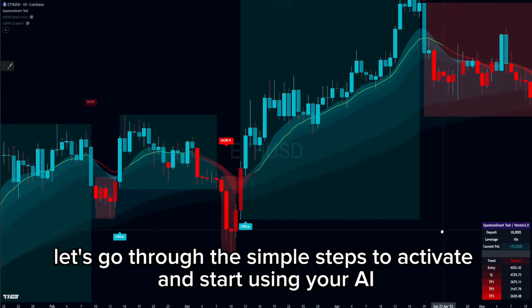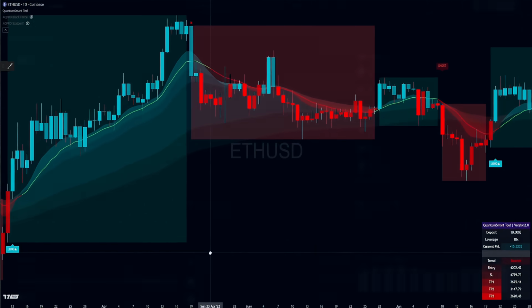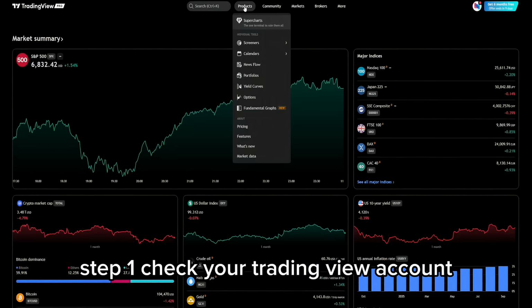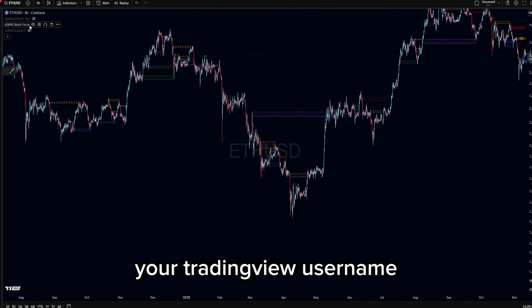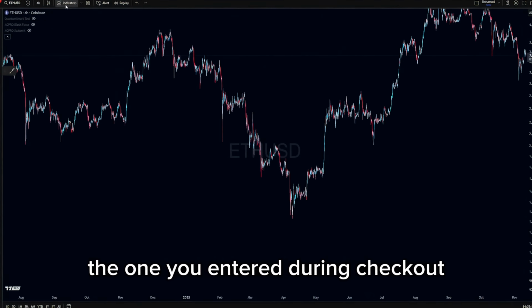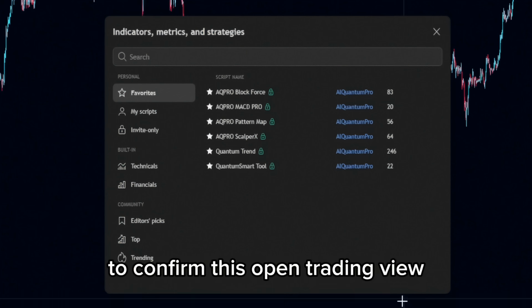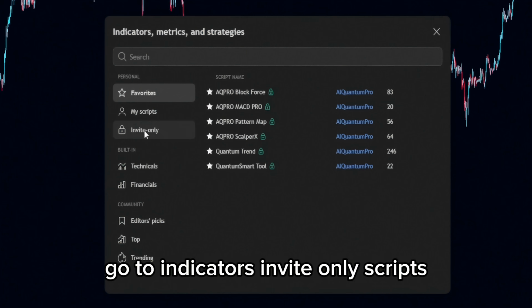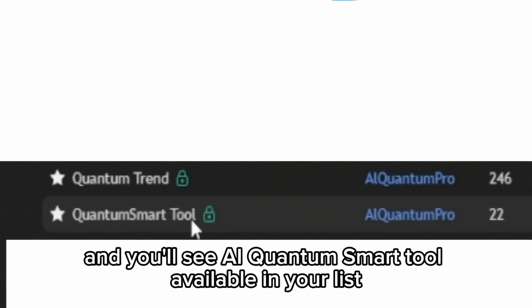Now let's go through the simple steps to activate and start using your AI Quantum Smart Tool. Step 1. Check your TradingView account. Within just a few minutes after payment, your TradingView username, the one you entered during checkout, will be added to the official access list. To confirm this, open TradingView, go to Indicators, Invite-Only Scripts, and you'll see AI Quantum Smart Tool available in your list.